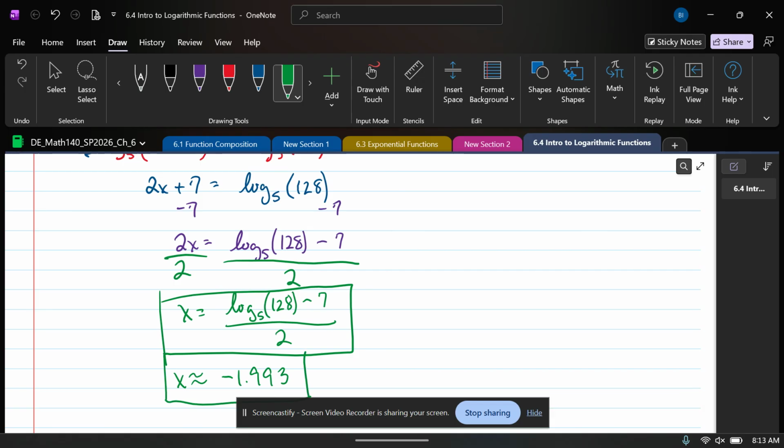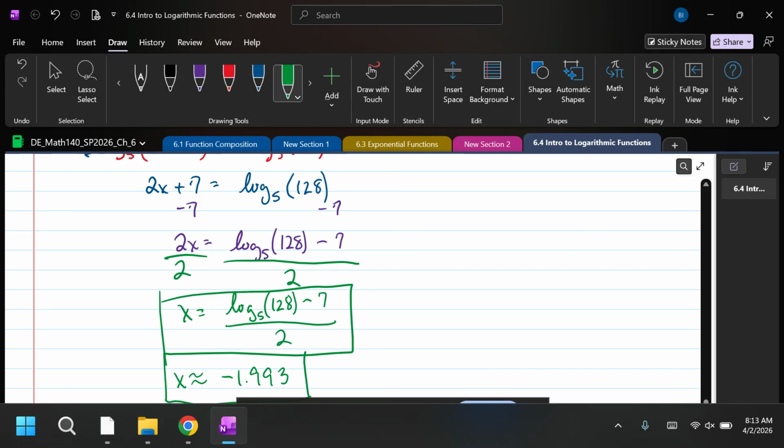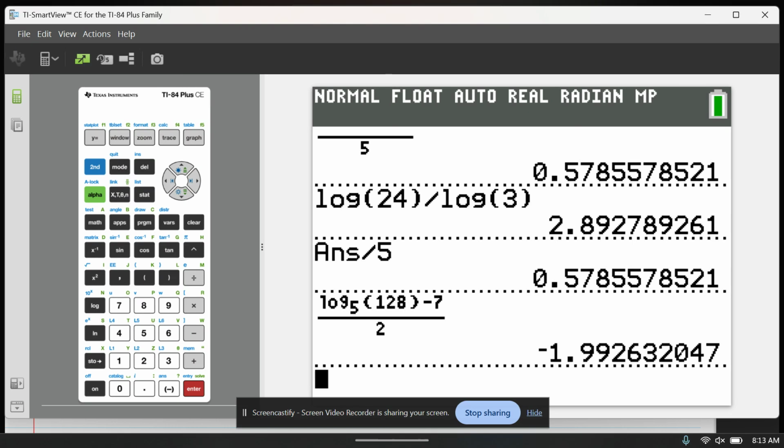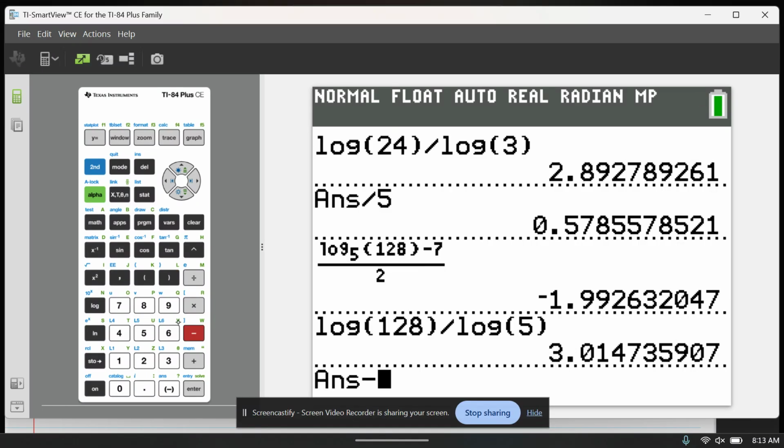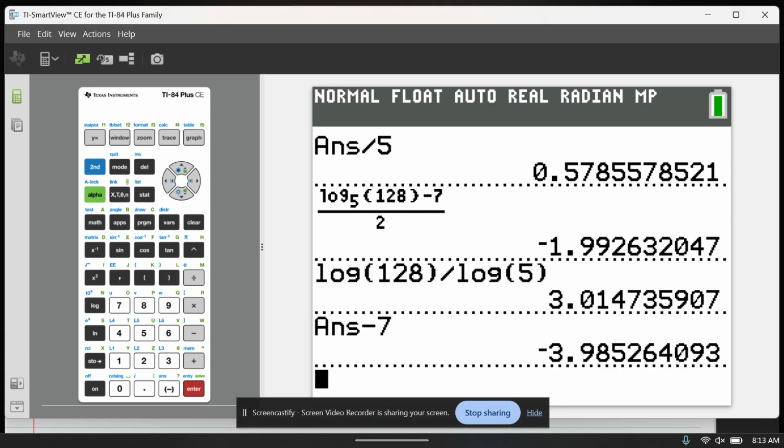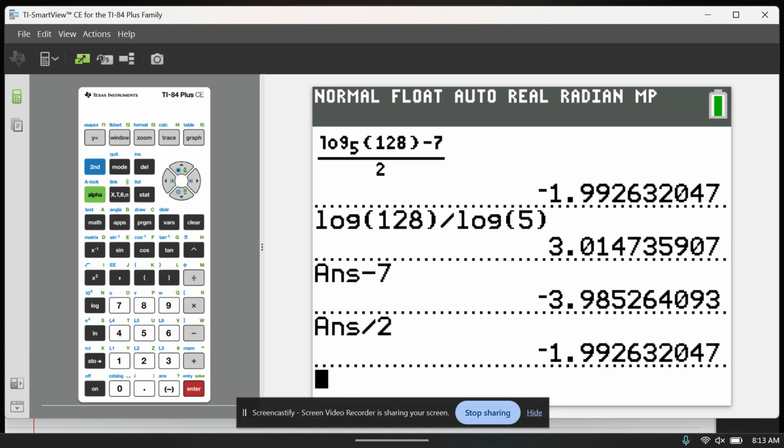Okay, so if you don't have the log base tool, you can do the log of 128 divided by the log of 5. That's the change of base formula. Get that answer, subtract 7, then divide that by 2. Okay, and there's that same decimal as we got up here. Nothing changed about that.